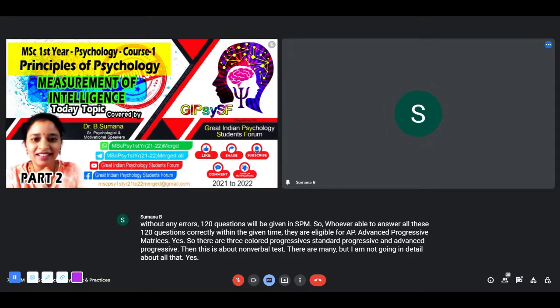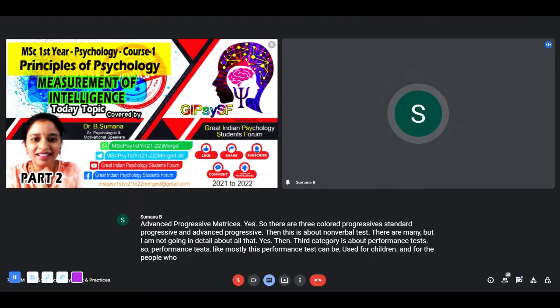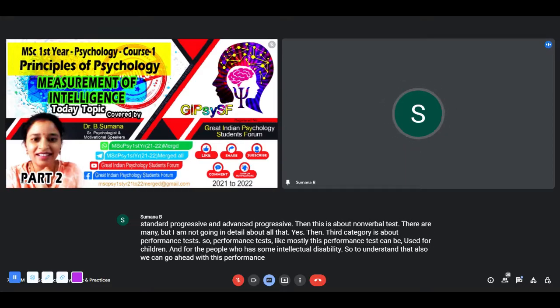Then the third category is performance tests. These performance tests can mostly be used for children and for people who have some intellectual disability. To understand them also, we can go ahead with performance tests. Here the name itself says performance.